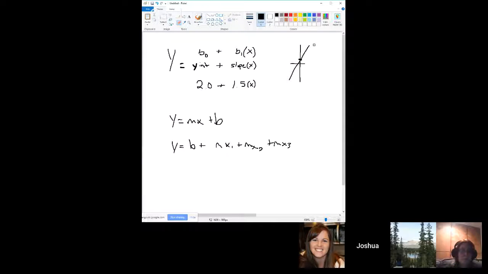So for number 4, the slope would just be 1.5.